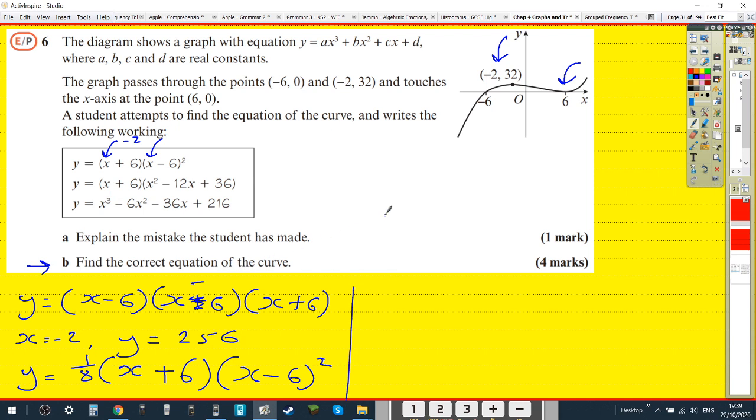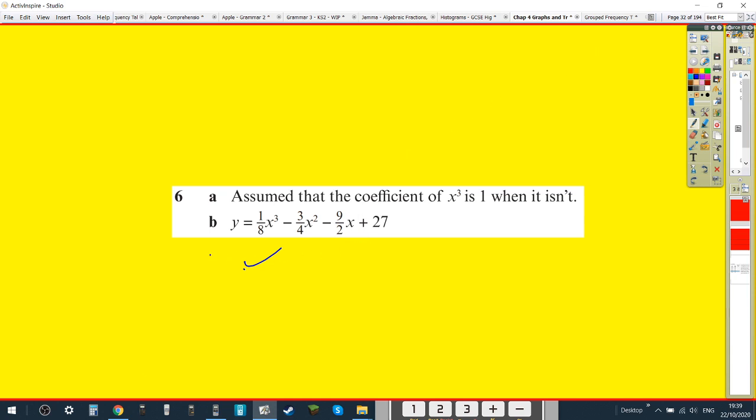The correct equation of the curve. And they want it like that, so you would just have to fully expand the brackets, multiply the last two, then by the third one, and then times everything by 8. And then you get it in this form. Any questions there?